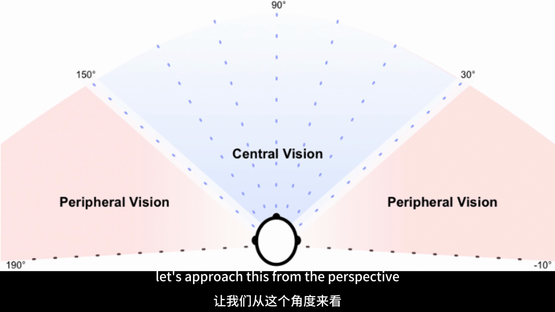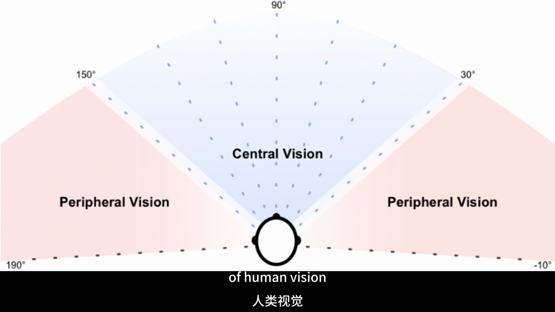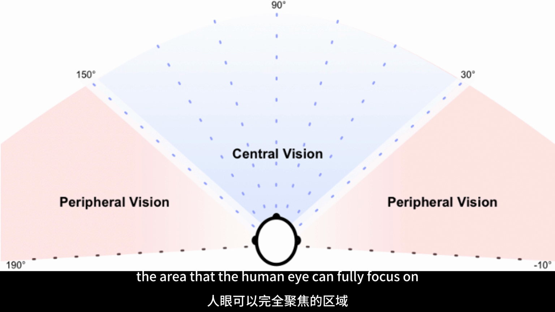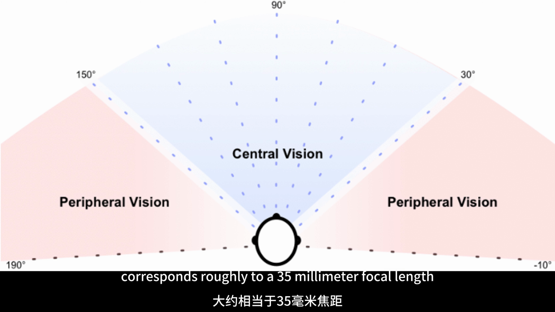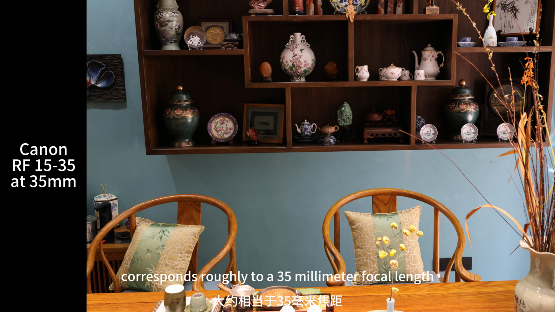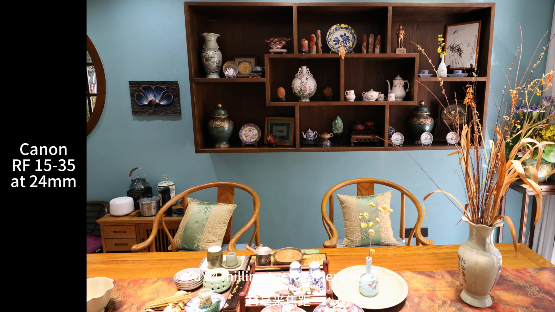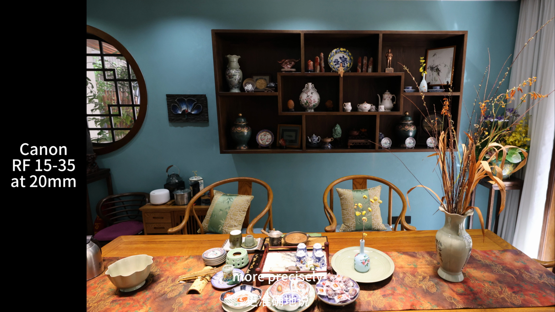Let's approach this from the perspective of human vision. The area that the human eye can fully focus on corresponds roughly to a 35mm focal length. What you see is what you get. A 24mm focal length includes much of the out-of-focus peripheral vision as well. More precisely, the entire field of view of the human eye is equivalent to about 20mm.